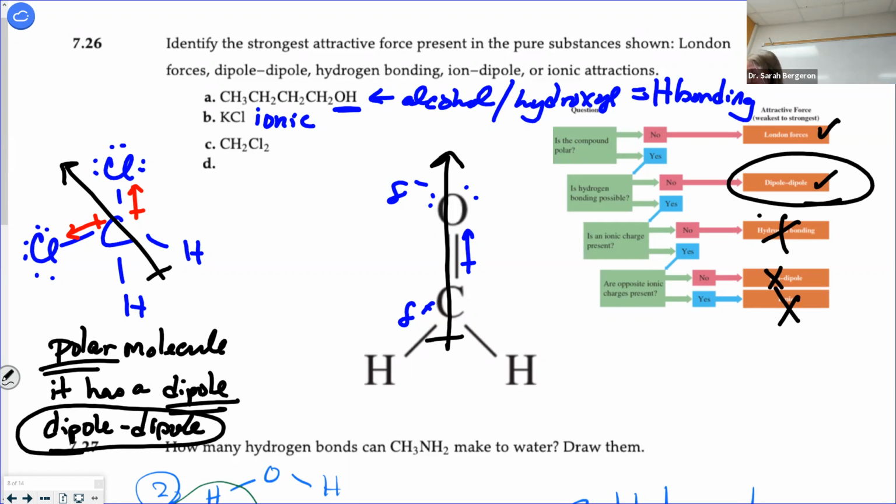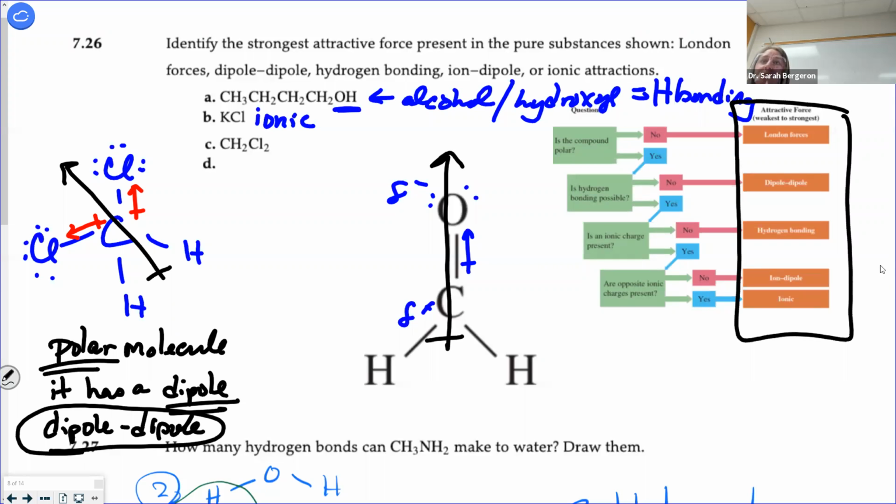Okay. Now I'm not going to give you this on the exam. So like maybe this is one of those things that when you get to the exam, you write down for yourself, like this. What are the attractive forces? And I'm going to list them from weakest to strongest. I would write that down.